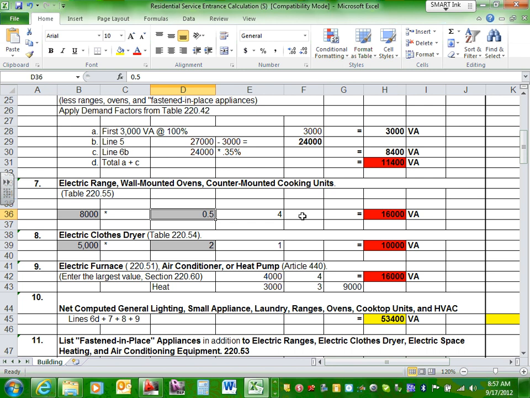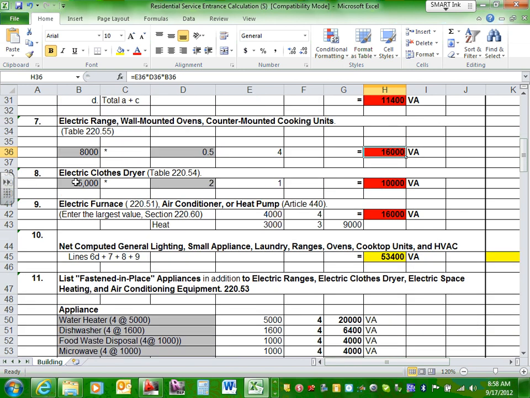220.55 for 4 of them under which column? Column B. What's the multiplier? 50%. That's where the 0.5 came from. And that's your derating for all your ranges. That's it. Anything in red, it's already done. We're going to just carry it all the way through.